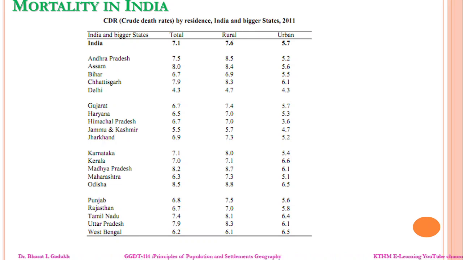So these are the variations: the crude death rate is mainly lower in urban areas, but high in rural areas. These are some of the reasons for the very high rate in rural areas: medical facilities are not provided. In urban areas, medical facilities and other facilities are available. Urban people are more educated, while in rural areas illiteracy is high. These may be the reasons why mortality is high in rural areas and low in urban areas. This is what we discuss for now.